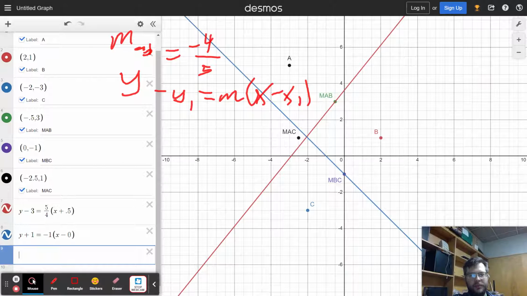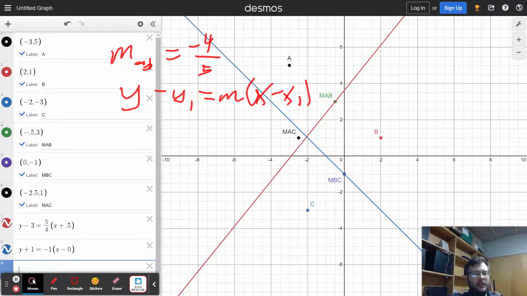Same idea with the last side, from A to C. What is my slope? From A to C goes down by 8 and over by 1.